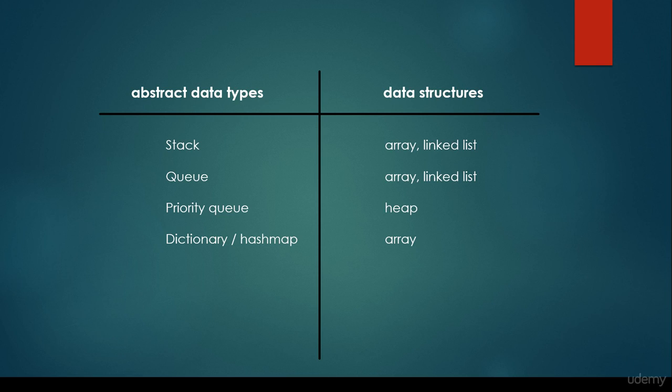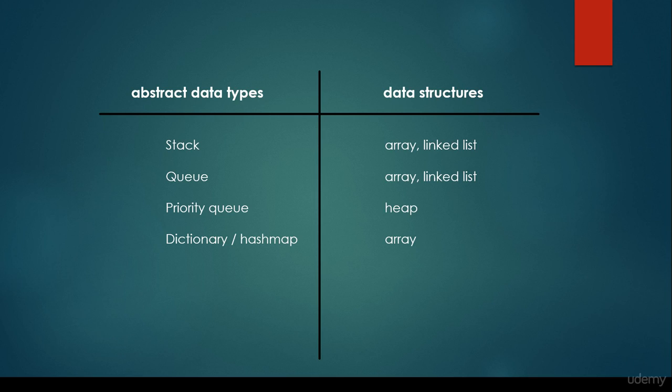We have the queue abstract data type, and we could implement queue with the help of array and linked list data structures. We have the priority queue as an abstract data type, and the heap as the concrete implementation of the priority queue. We have dictionaries, and hash maps and arrays as the underlying data structures.